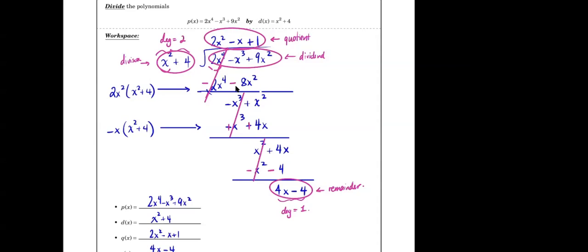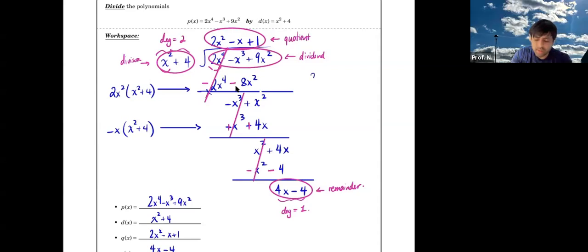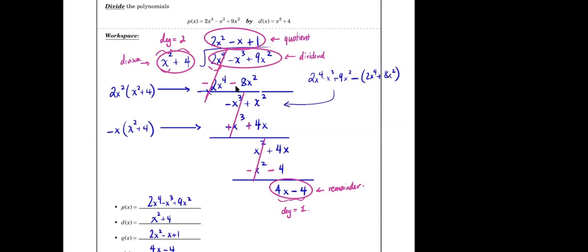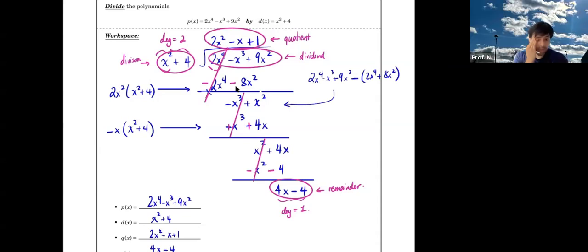Just take this slowly: take 2x to the fourth minus x cubed plus 9x squared and subtract 2x to the fourth plus 8x squared. I guarantee you'll get this result. Okay, thanks. Thank you for the question.